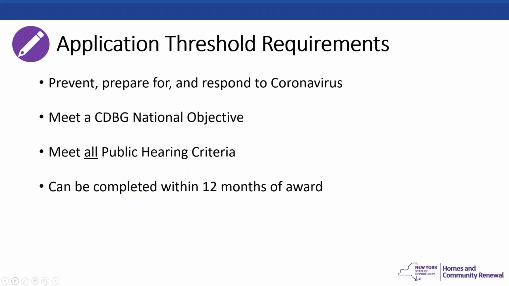Great, thanks, Scott. So the application threshold requirements, again: CDBG-CV applications must present project proposals that include all of the following pieces described in the next few slides. This captures everything we've discussed so far in one list. Prevent, prepare for, and respond to coronavirus, meet a CDBG national objective, meet all public hearing criteria, and can be completed within 12 months of award.